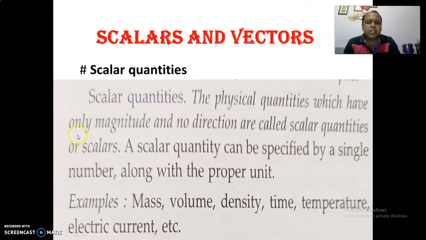These are scalar quantities. Let us take an example. Suppose mass of a body is say 5 kg. So 5 is the numerical value followed by its unit, but there is no direction. 5 kg doesn't have any direction, so it is a scalar quantity. Let us take an example of time. Suppose 10 minutes is the time. It doesn't have any direction. It has a value followed by its unit. So it is a scalar quantity.